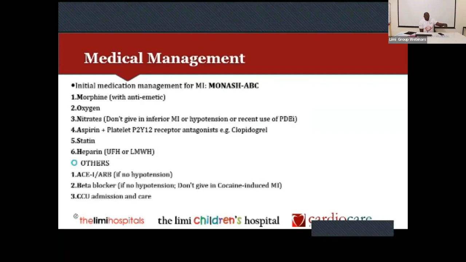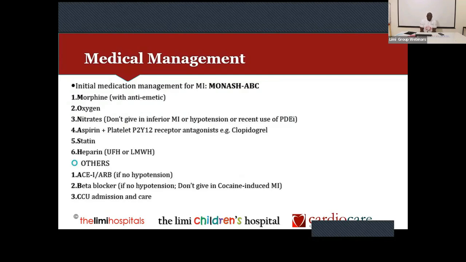Then other use of antiplatelets like clopidogrel is also advocated. Then the use of statin. Statin, apart from treating dyslipidemia, is also for stabilization of the plaque, because we talk about the plaque rupturing and leading to thrombus formation and other things, kickstarting the process of obstruction to the blood vessels.